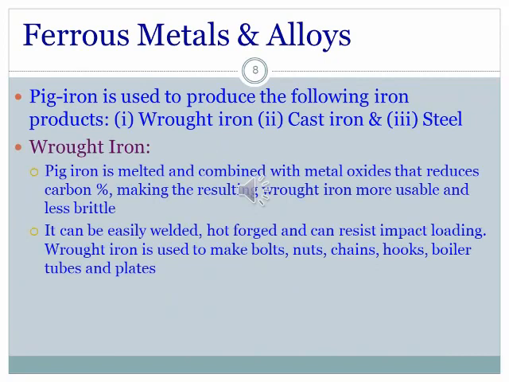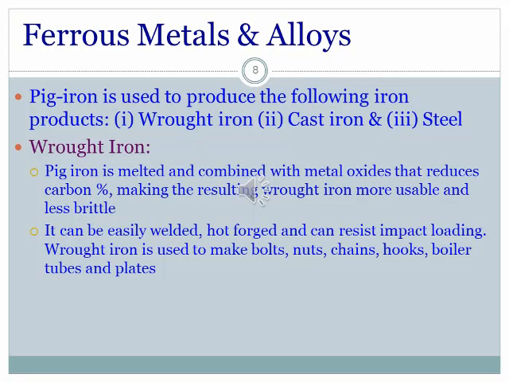So pig iron is used to produce wrought iron, cast iron and steel. Wrought iron is pig iron that is melted and combined with metal oxides that reduces the carbon percentage, making the resulting wrought iron more usable and less brittle. It can be easily welded, it can be hot forged, and it can resist impact loading. Wrought iron is used to make bolts, nuts, chains, hooks, boiler tubes, boiler plates, etc.